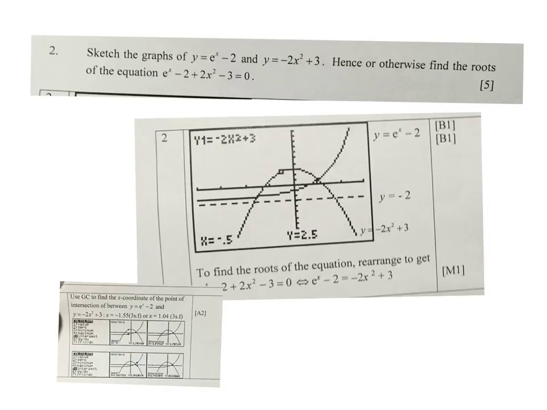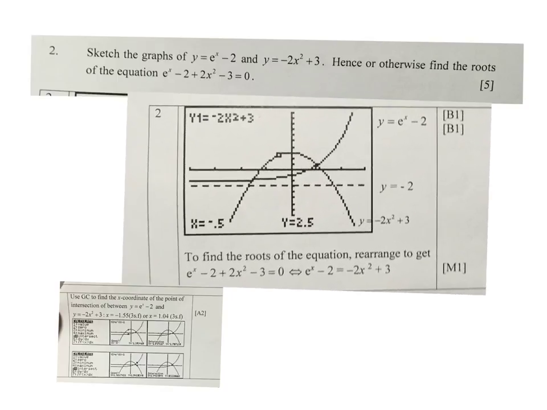So always remember that when you are asked to sketch, it's very important that you must be able to indicate the asymptotes as well as the coordinates of the intercepts where possible. Hence or otherwise, you need to find the roots of this equation. For e to the x minus 2, e to the power x has an asymptote of y equals 0, so if I minus 2, the asymptote becomes y equals negative 2.